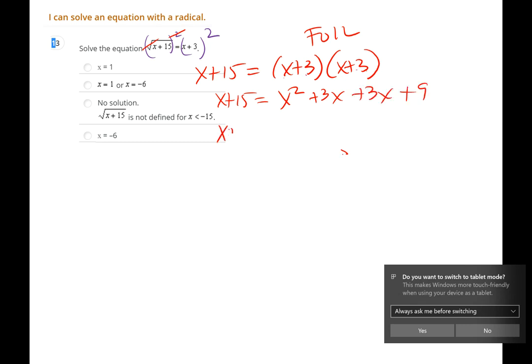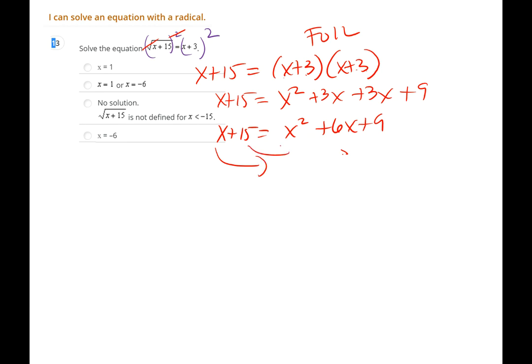I'm going to combine my like terms. So x squared plus 6x plus 9. I need to move the x and move the 15. So when I move the x, I'm subtracting the x over. So 6x minus x is 5x. I'm going to subtract the 15 over. So 9 minus 15 is negative 6.